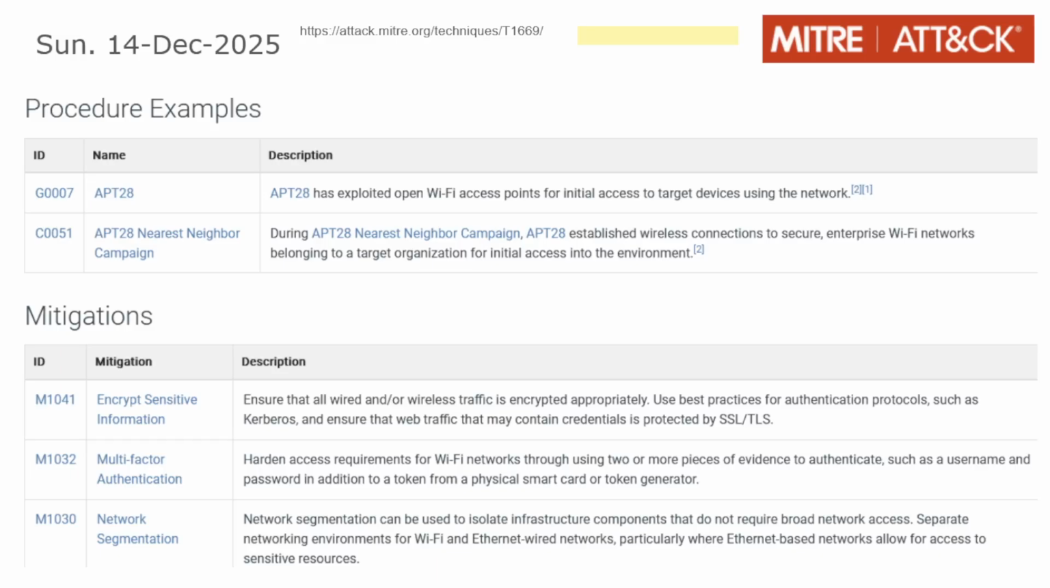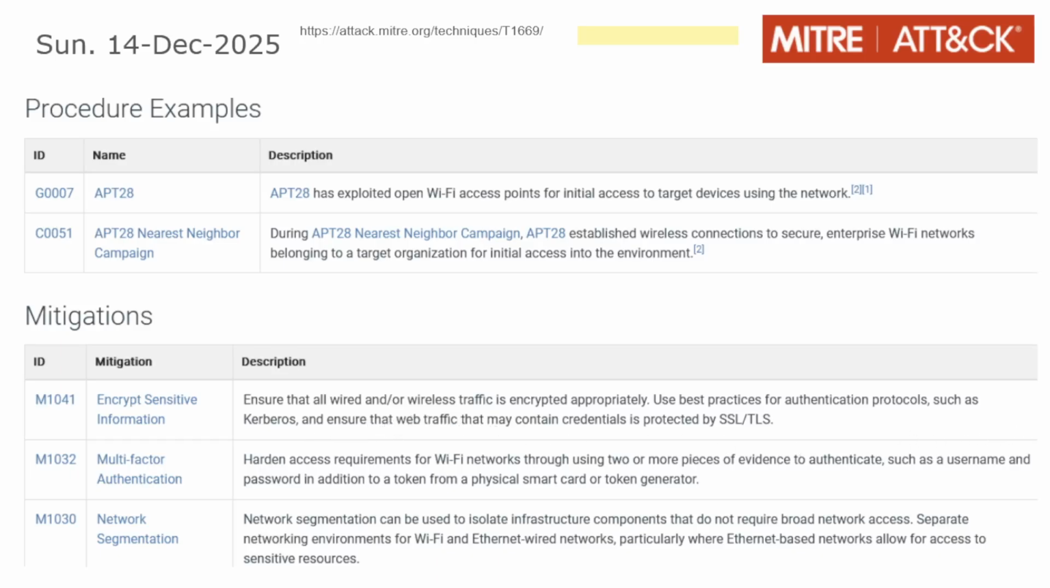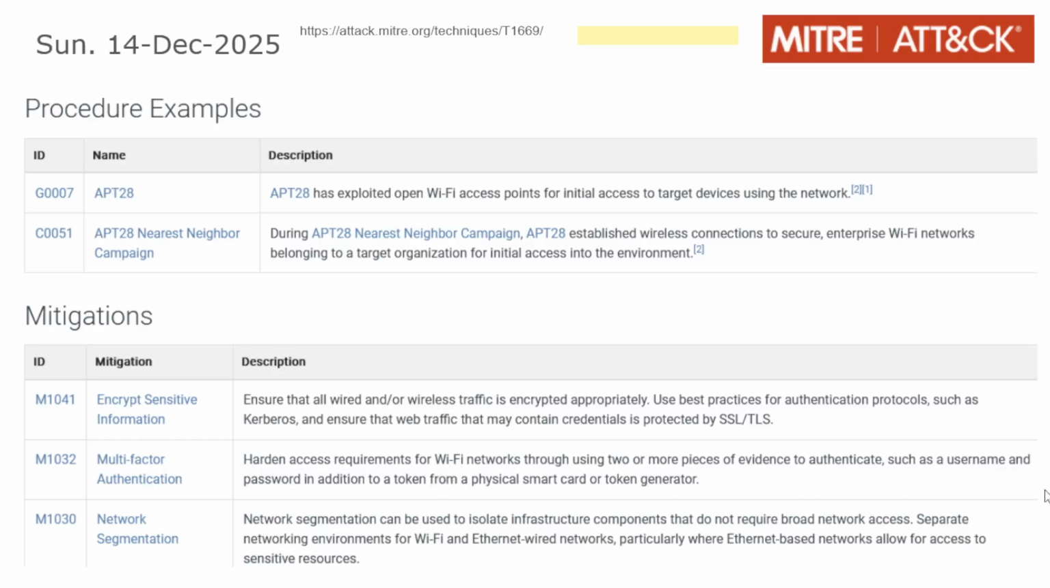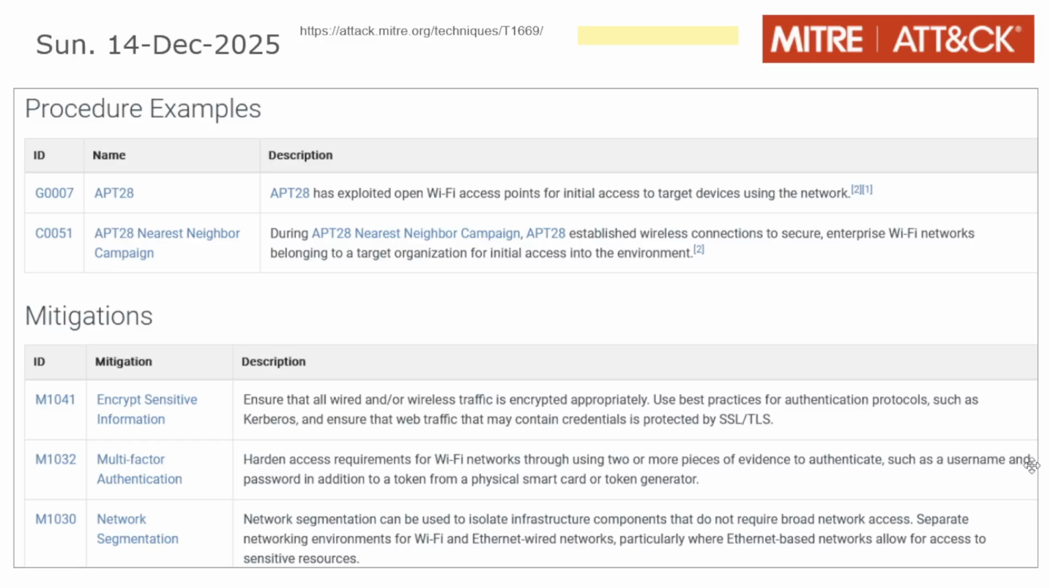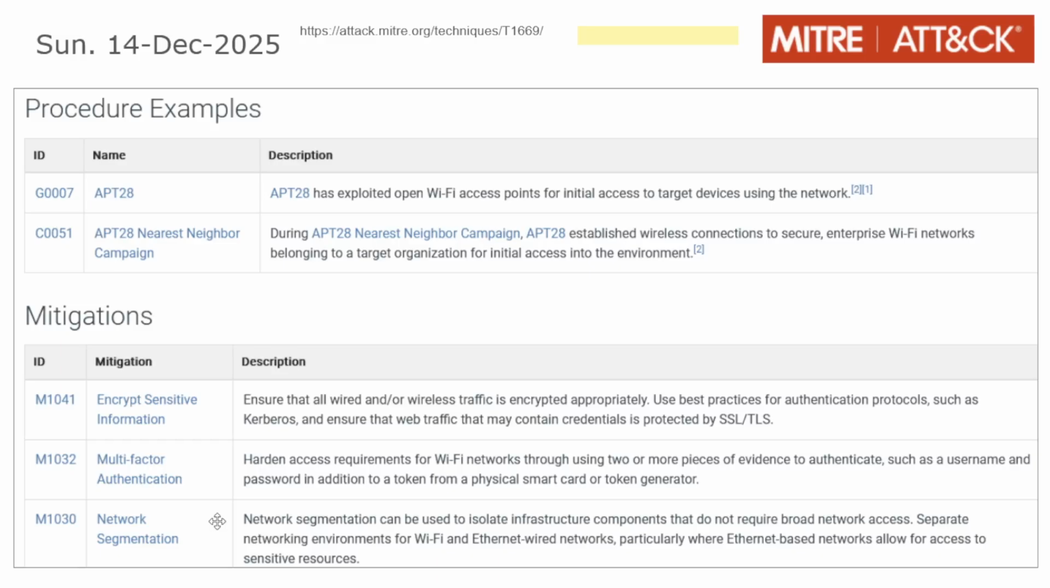Then, how to mitigate it? Encrypt sensitive information, so ensure that all wired and wireless traffic is encrypted appropriately. Then you have multi-factor authentication, obviously, so that nobody can simply log into the Wi-Fi network; it needs more authentication, username and password in addition to a token. That will prevent somebody from logging into a network. And then network segmentation. If the Wi-Fi is, let's say, in a guest network, the damage coming from that is very limited. So we have proper mitigations in place that can be used.